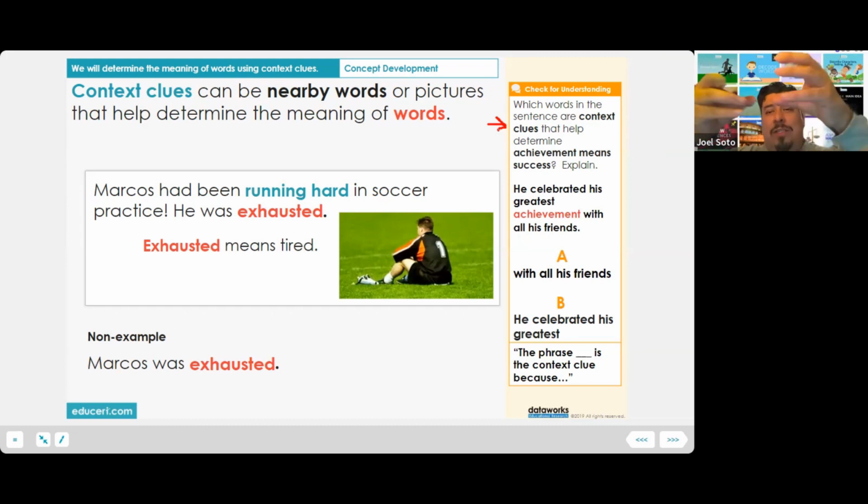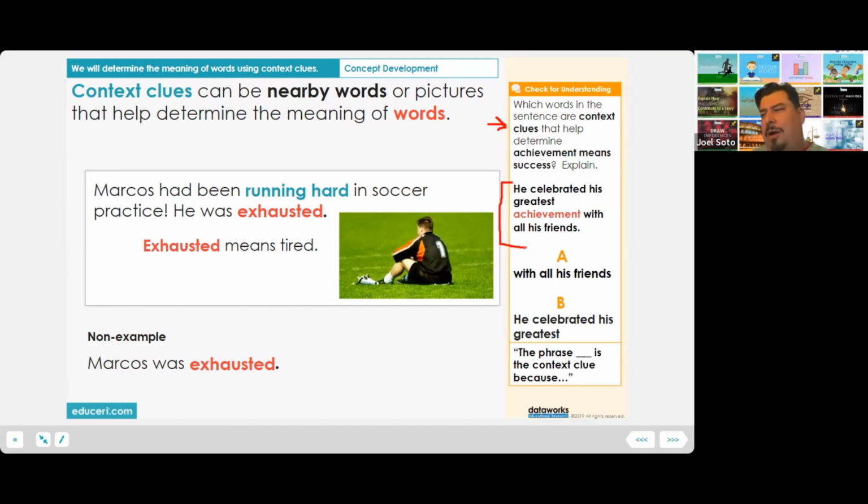Of course, it's the question versus me and my students. That's the way I like to do things, but you don't have to do it that way. Guys, let's read this together. Track with me, read with me. Which words in the sentence are context clues that help determine achievement means success? Explain. They're telling us to read this sentence right here, and that achievement means success. They just want to know what the nearby words are that help me figure out that achievement means success. Let's vote on that. Everyone, whiteboards out.